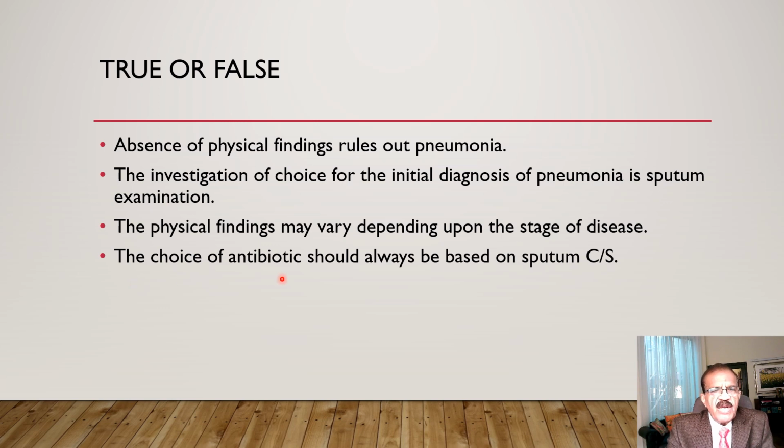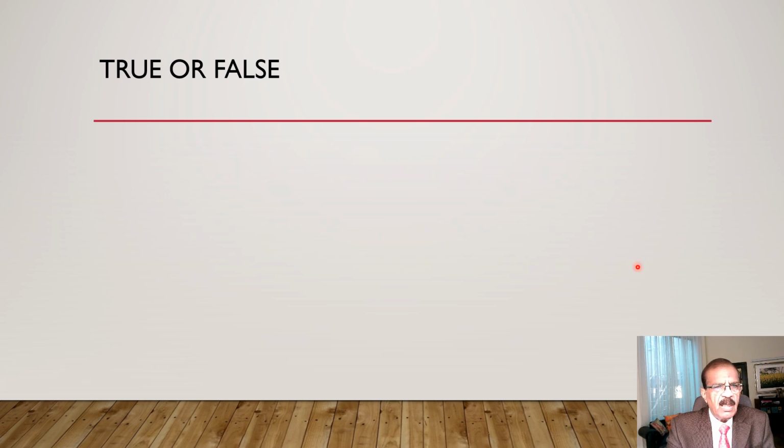The choice of antibiotic should always be based on sputum culture sensitivity. That is not possible because many patients, they do not expectorate. So we have to start antibiotic on empirical basis and later on maybe sputum can be cultured. If sputum is available, then of course culture would give you very good information about the choice of antibiotic, but most patients, they have just dry cough.